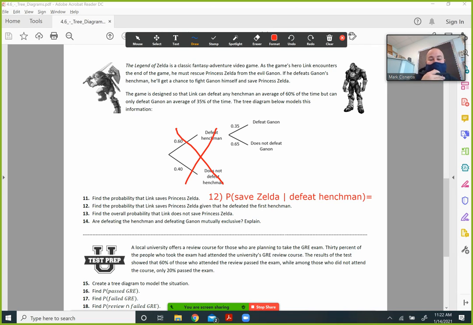Now, what's the probability that he's going to save Zelda? Well, the answer's already on the paper. It's just 35%. You didn't have to do any work on this problem. You just had to know what you were looking for. So this is kind of like what I gave you in the example yesterday with the tennis, making the first serve and then winning the point. It was already given to you. You don't have to worry about doing any math or doing any work. And I think that you can answer 11 and 13 on your own too.